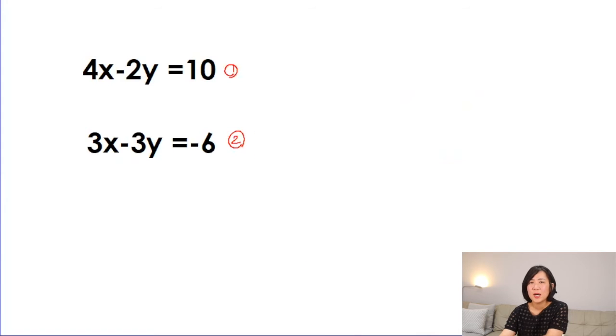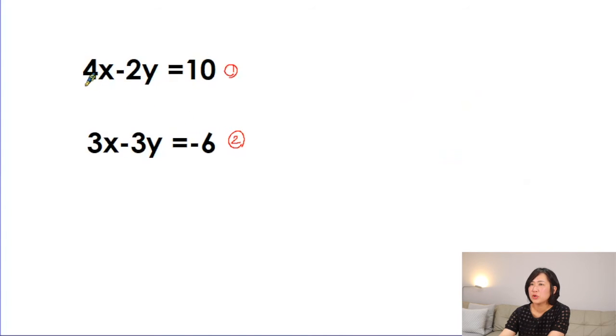Have a look at your variables. So you've got 4x, 3x, and then 2y, 3y. Then two equations, then which one do you want to remove? It's quite tricky, right? Because all of the variables have different numbers in front of them. Then here we need to make the numbers in front of one of the variables the same by multiplying.